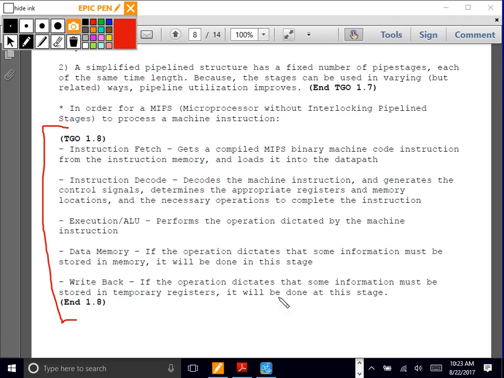And then finally, write back. If the operation dictates that some information must be stored in a temporary register, it'll be done at this stage. So I take the values from my addition register on the ALU, I perform that operation. Write back is when I'm storing the value of Q back in the register.